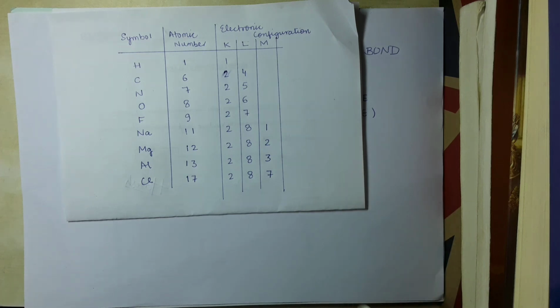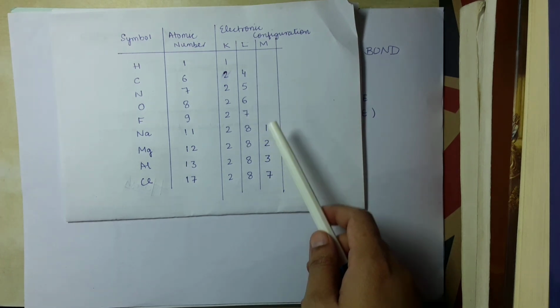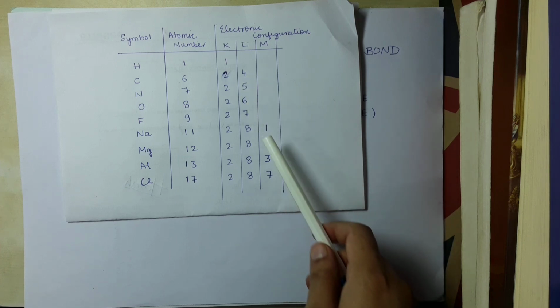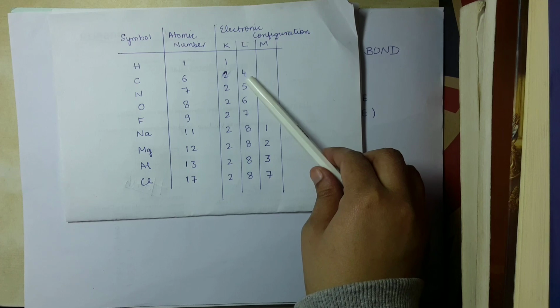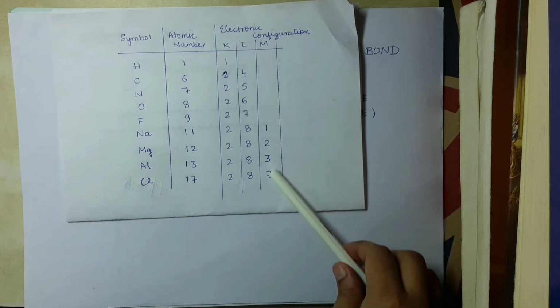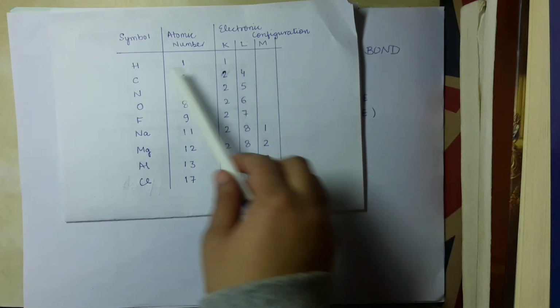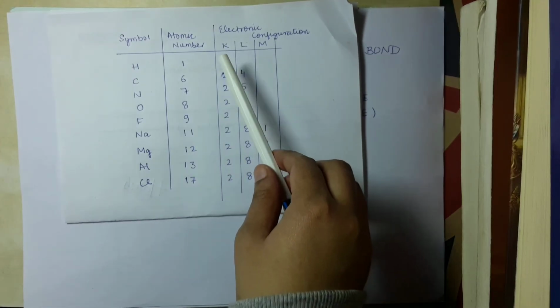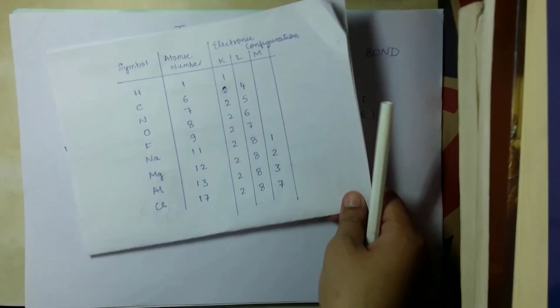So basically what I want you to understand is that all the elements want to achieve the noble gas configuration. That means that they all want the last shell to be completely filled. For most of the elements, that would mean having 8 electrons in the last shell, and for hydrogen, it would mean having 2 electrons in the K shell. Helium is already stable though. Right? So I'll just move on now.